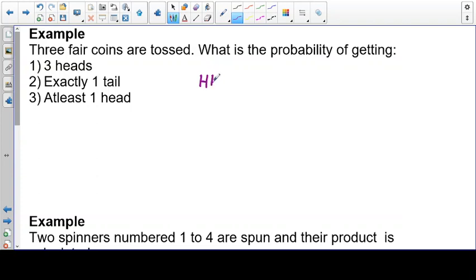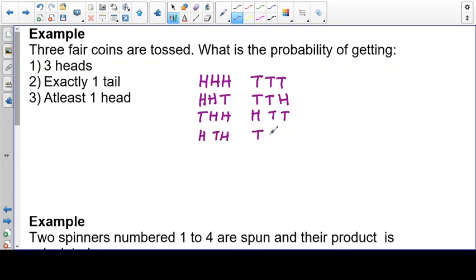So you could get 3 heads, or you could get 3 tails. You could get the first 2 could be heads and the third could be a tail, or the first 2 could be tails and the third could be a head. Or you could get a tail and then 2 heads, or you could get a head and then 2 tails, or you could get a head, then a tail and then a head, or tail, head and tail. And there are, as you can see, 8 different possible outcomes.